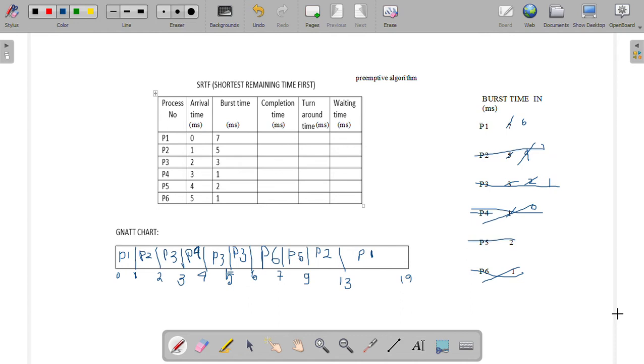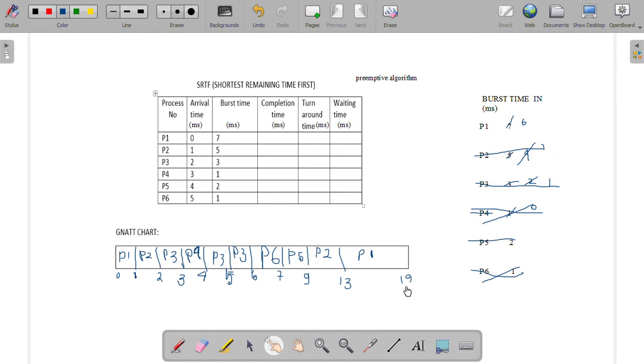Now we are going to find out the completion time, the turnaround time, and the waiting time. So for process P1, what is the completion time? You can see the completion time for process P1 is 19. Why 19? Because process P1 has completed its execution at 19 millisecond.